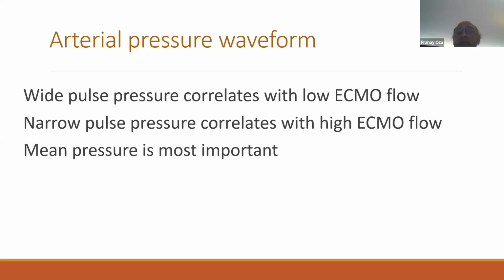You will get the arterial pulse becoming narrow, as I told you. And if you see a wide pulse, it means that the heart is ejecting well and ECMO flow is low. If you see a narrow pulse, it means ECMO circulation is more dominant as compared to your native circulation. What is more important is your mean arterial pressure that you need to monitor, and the pulse pressure, which is going to be important.